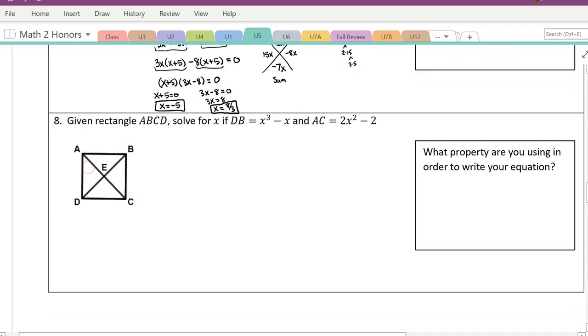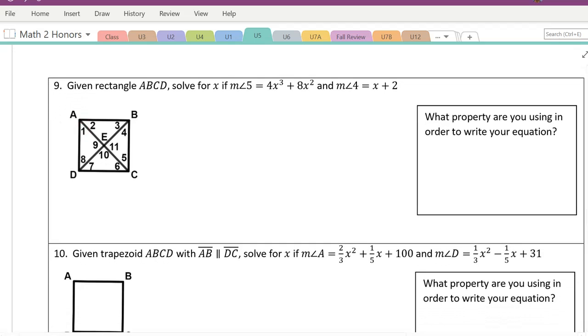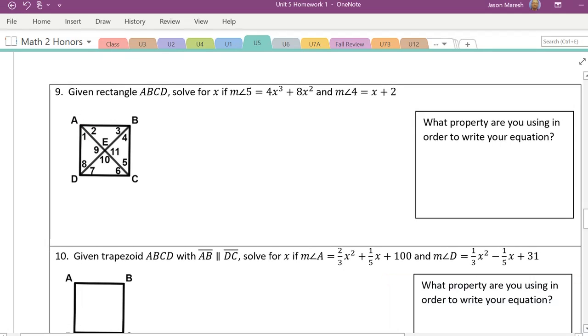Let's go now and take a look at number 9. Number 9, we're told that this shape is a rectangle. And remember, a rectangle's definition means all 4 angles are congruent, if we were to take out those diagonals, right? And we're given a couple things. We're given angle 5 and we're given angle 4.